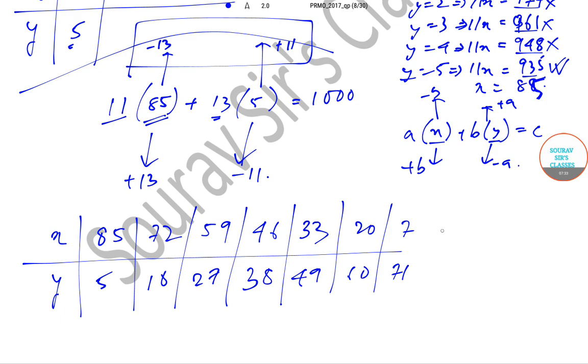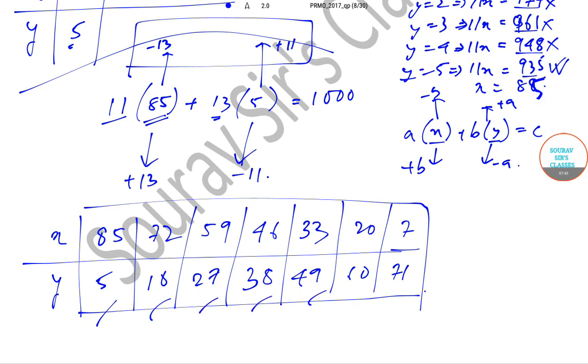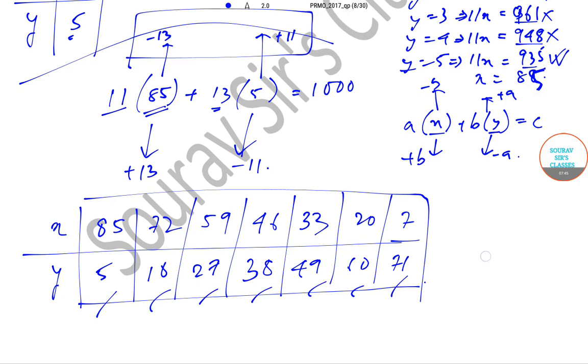If we do minus 13 again, that will be a negative number. That is not what we are considering. So these are the possible positive integral values that we are satisfied with. So how many pairs are possible? 1, 2, 3, 4, 5, 6, 7. So 7 possible ways are there.